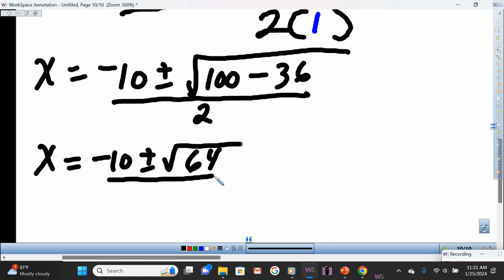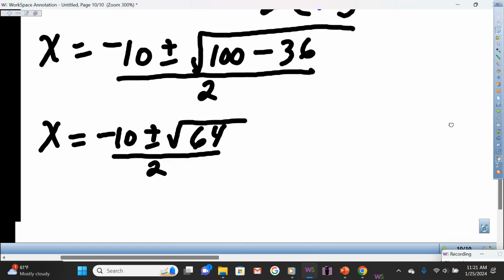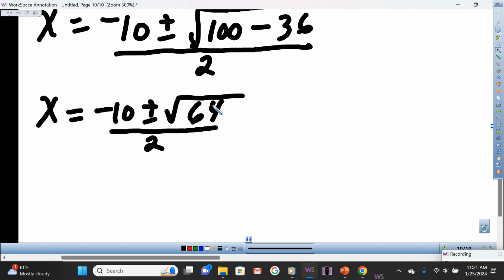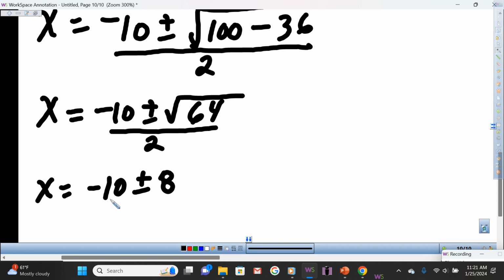64, and all that divided by 2. All right, so far so good, yes? All right, let's continue simplifying that. X equals negative 10 plus minus. What is square root of 64, everyone? 8, very good, and all that over 10.